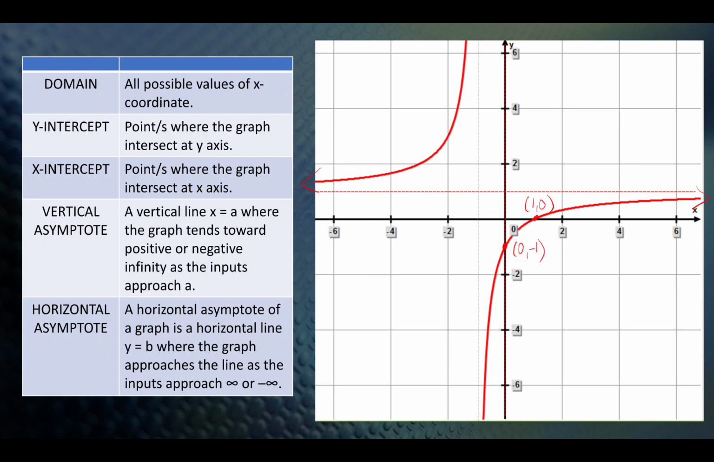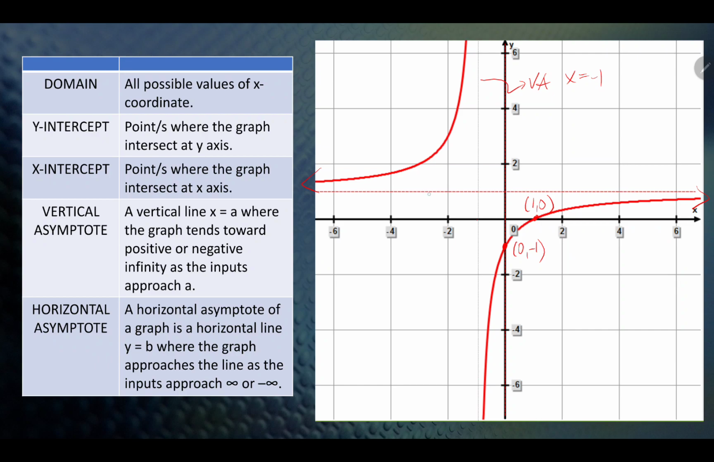For the vertical asymptote, we see here a broken vertical line. This is our vertical asymptote. This is a line x equals a. For this example, this is x equals -1, where the graph tends towards positive or negative infinity as the input approaches -1. As the graph approaches -1, it reaches positive and negative infinity.